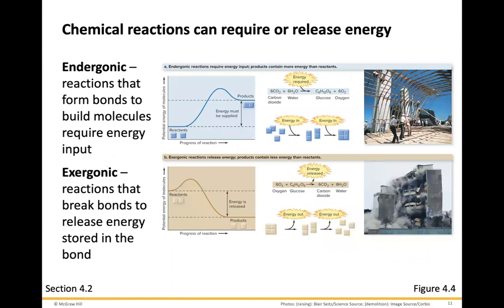Chemical reactions can require or release energy. And again, this is what we either refer to as a catabolic reaction or an anabolic reaction. Another term for these reactions is when we look at an endergonic reaction, this is going to form bonds and build molecules which will require energy input. Again, an endergonic reaction would be an anabolic reaction. An exergonic reaction would be a catabolic reaction, which is the breaking of bonds to release energy stored within the bond.